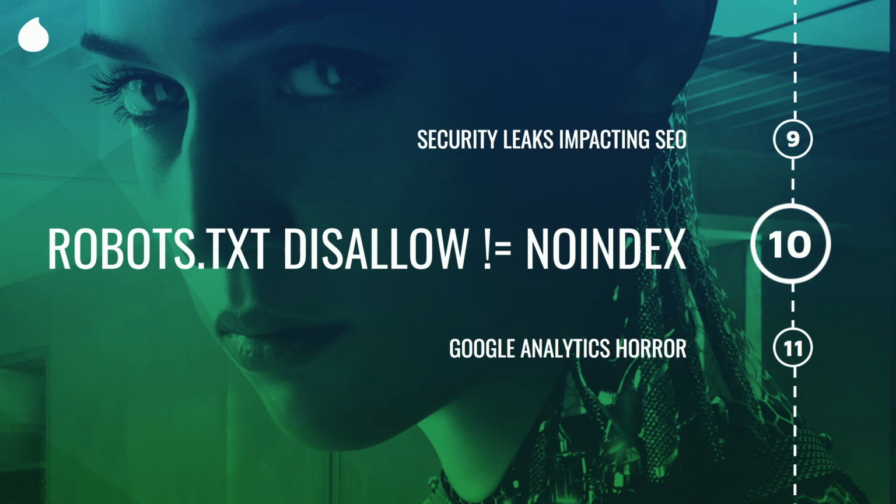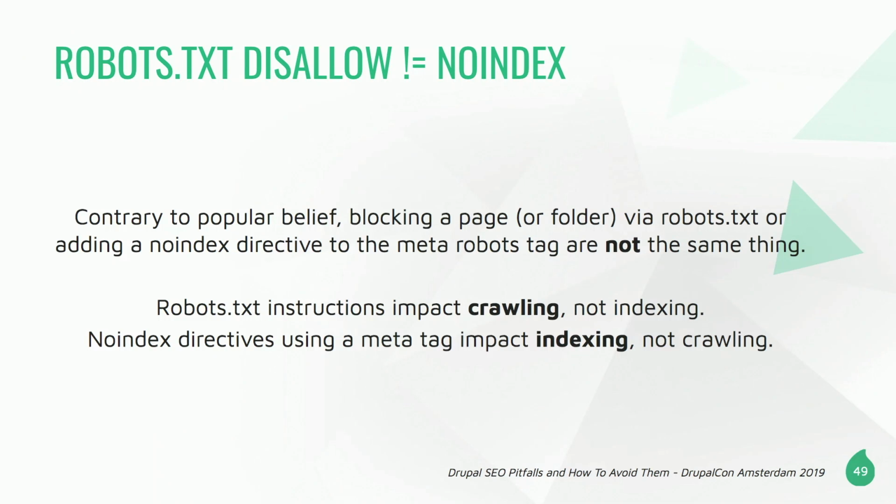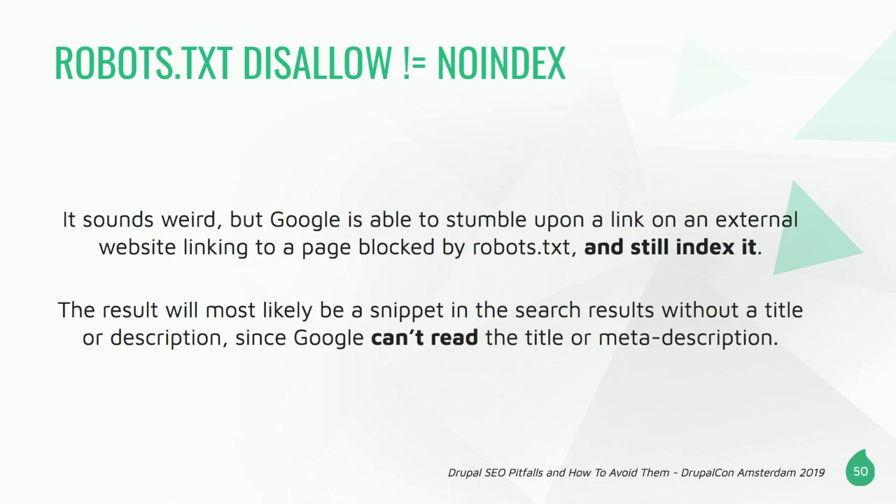Next up, something important, the difference between robots.txt, if you block Google there, and a noindex, because many people think a noindex is the same as a robots.txt block, which isn't really the case. If you add a disallow in robots.txt, it impacts crawling, not indexing. And the meta tag block is the other way around. That impacts indexing, but not crawling. So it sounds pretty weird, but Google is able to stumble upon a link on an external website that is blocked by your robots.txt, but still index it.